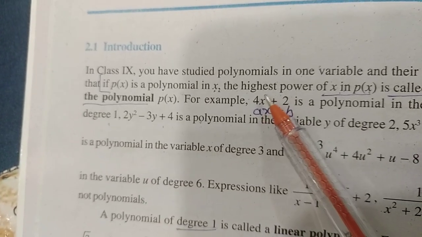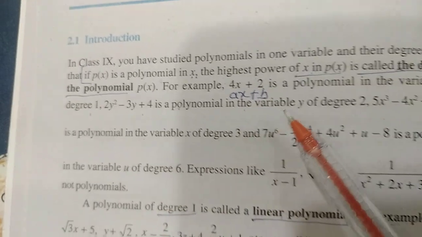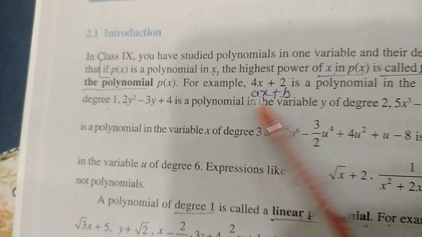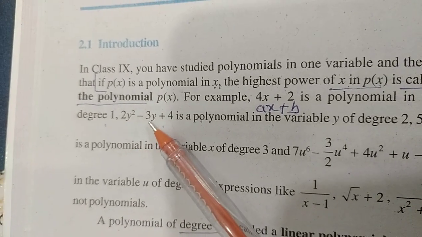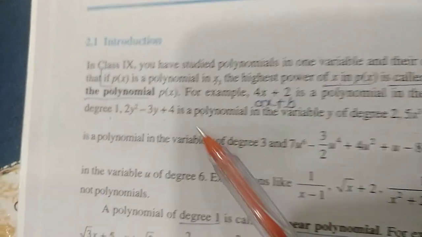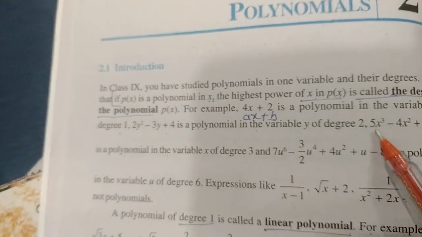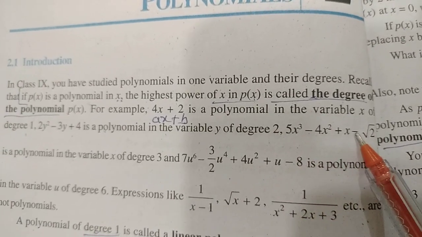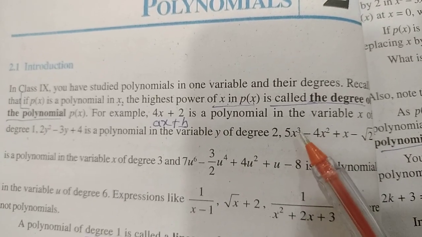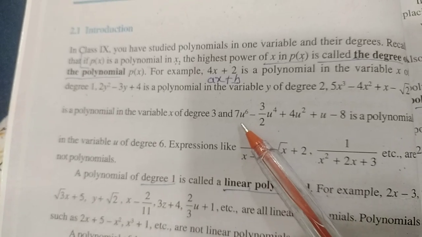If the degree is 1, the standard notation is ax plus b, where a should not be equal to 0. Similarly for degree 2, take a polynomial like 2y square minus 3y plus 4, where the variable is y. The degree is 2, as the highest power of y is 2. Similarly degree 3: take 5x cube minus 4x square plus x plus c, where c is a constant. The highest power of x is 3, so its degree is 3. Like that, whichever power is highest gives the degree, so in the next equation it is 6.